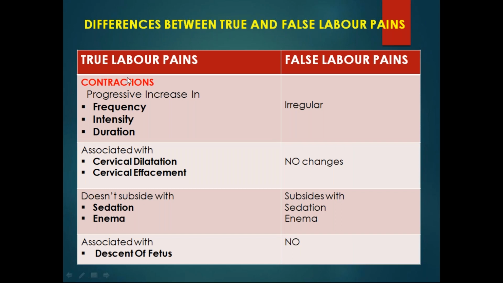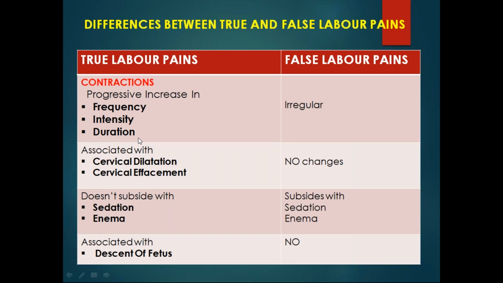Typically, true labor pains are progressive in nature. Progressive in frequency, intensity, and duration. Frequency means initially it might be occurring once in an hour, then once in half an hour, once in 10 minutes, then two times in 10 minutes, thrice in 10. That is, more and more frequent. Then intensity goes on increasing. Initially the pain was mild, then more severe, and more severe. Typically also the duration of contraction increases. Initially the contraction may be for 10 seconds, then 20 seconds, then 30, maximum as I told you 45 seconds. So true labor pains are progressive in nature in terms of frequency, intensity, and duration.